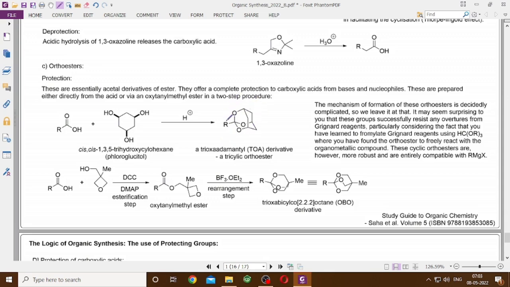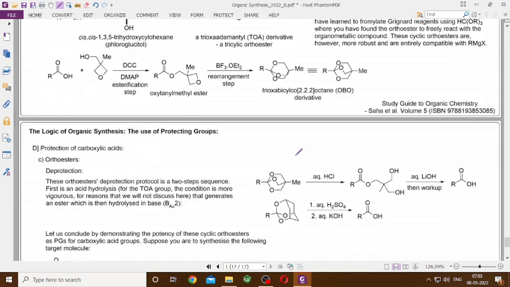That is because the cyclic orthoesters are much more stable and resistant to overtures of Grignard reagent compared to acyclic orthoester, and they are entirely compatible with Grignard reagent. You can do reactions on this part with Grignard reagent and still nothing will happen to these parts. So these cyclic orthoesters, which you can conceptually think of as the acetals of ester, they are very, very robust.